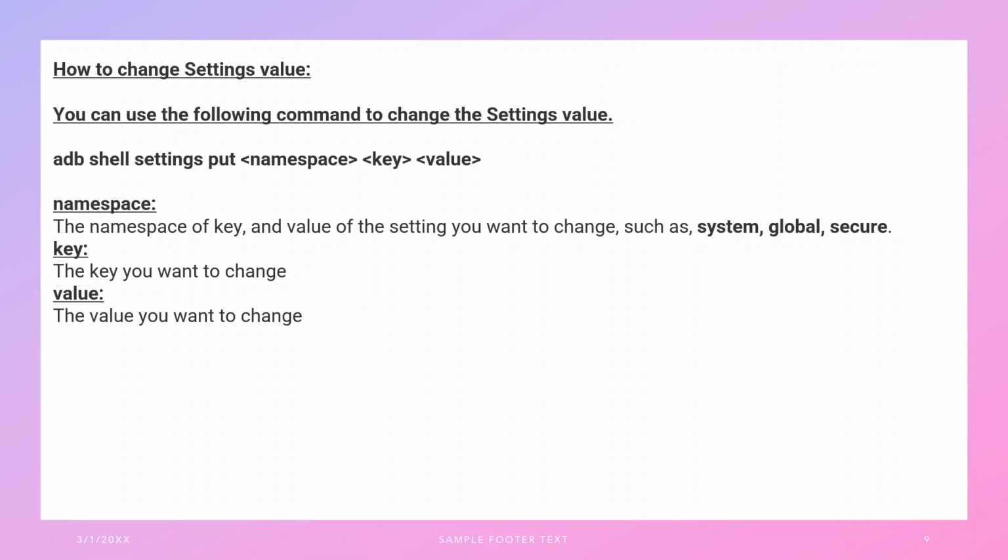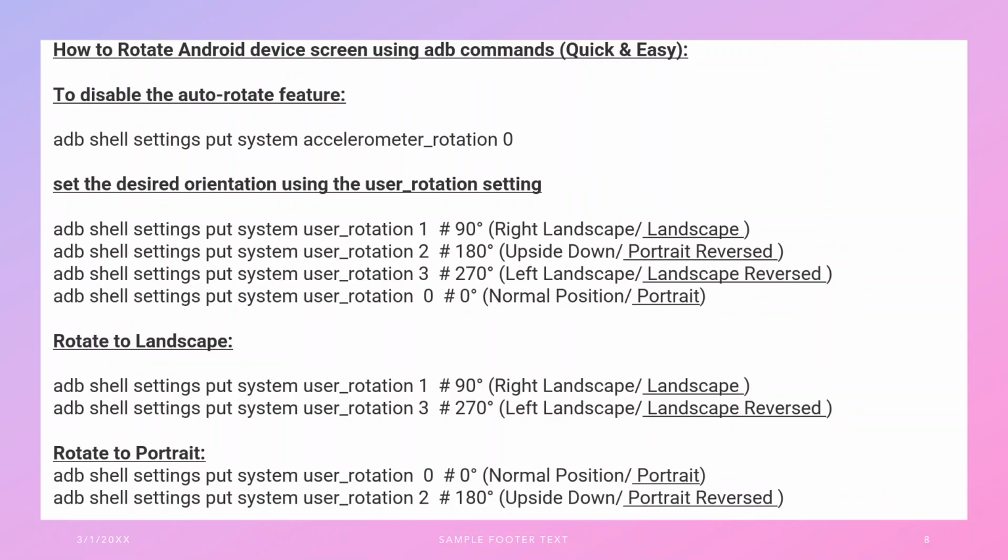Coming back to our main topic, to rotate the Android device screen, first of all we will see how to disable the auto rotation feature. We can disable the auto rotation feature using the command adb shell settings put system, and we use this particular key, and this is the value here.